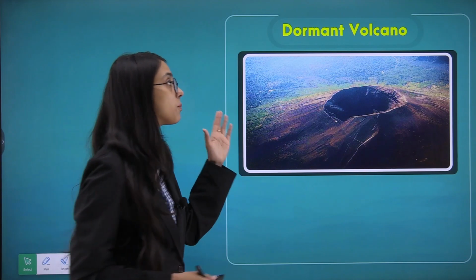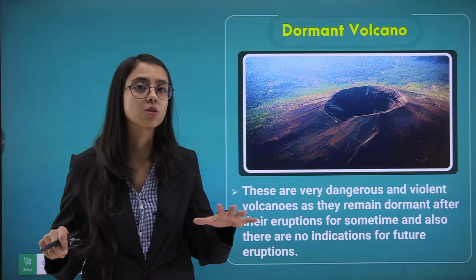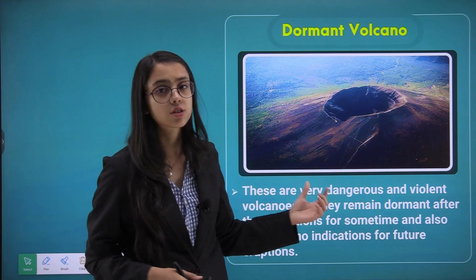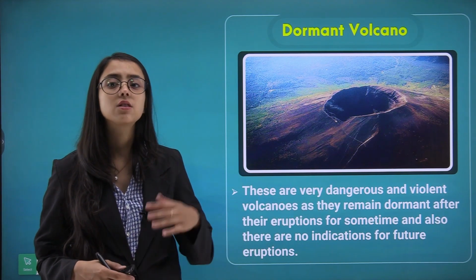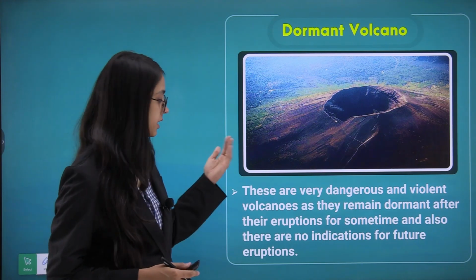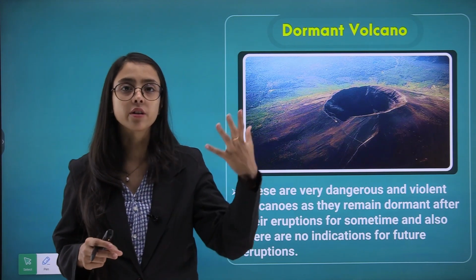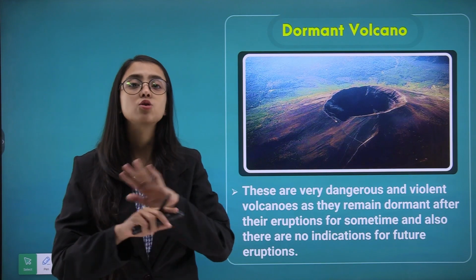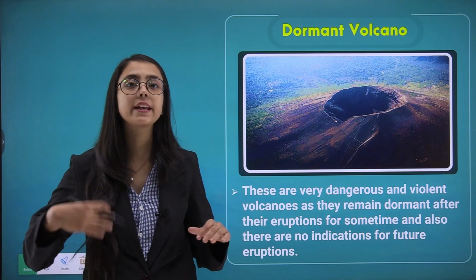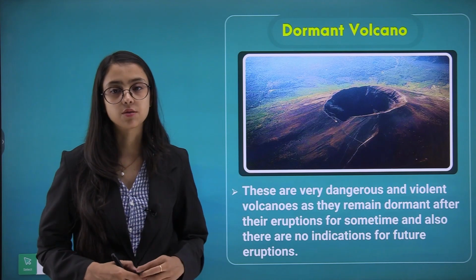However, there are also dormant volcanoes. Dormant means something which is subtle, at rest, undisturbed. They are very dangerous and violent volcanoes and they remain dormant after their eruptions for some time, and there are no indications of future eruptions. So, what happens once there is an eruption from a volcano? Then there is no activity seen in that volcano. They remain dormant or do not show any kind of movement at all. These are known as dormant volcanoes.